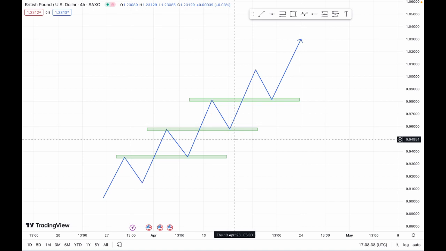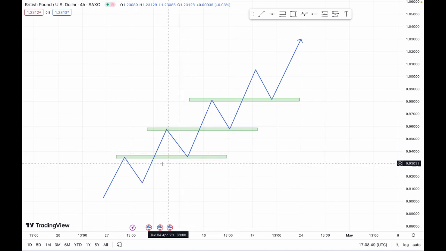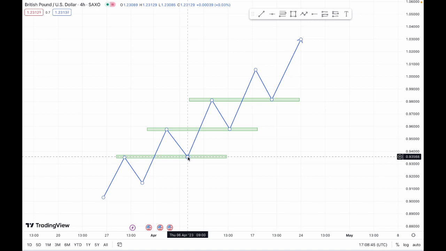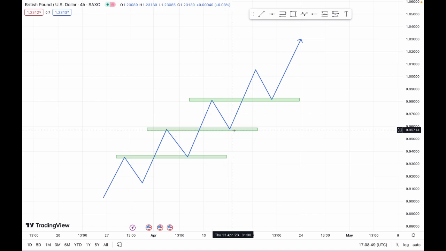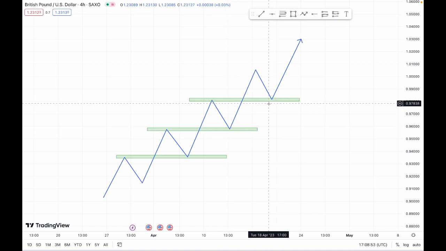So you might be asking yourself, where do I get my entry point? It's not that complicated. It's basically here. You don't wait for anything. You don't wait for the market to start going up. You buy at that exact moment, on this dot here. As long as you are in an uptrend, you buy. You don't look for sells in an uptrend, right? Never.